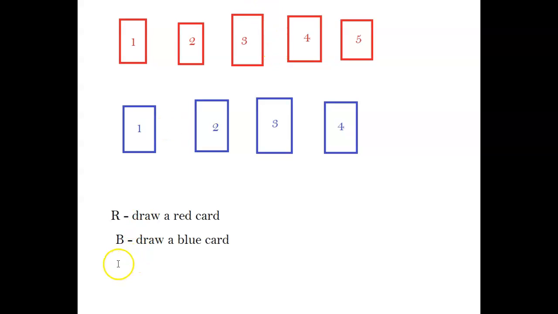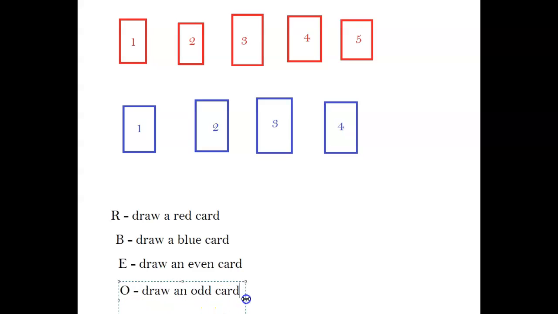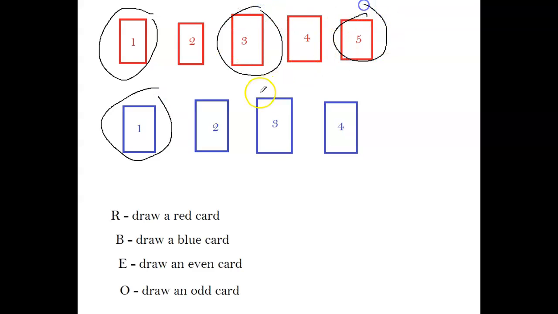E is for even, so draw an even card. So in that case, if any of these cards are drawn, the even numbers, we would say event E has occurred. And then the last one, O, is draw an odd card. O for odd. So what events would make O happen? It'd be drawing any of the odds, 1, 3, 5 red or 1 and 3 blue. If that happens, event O has occurred.